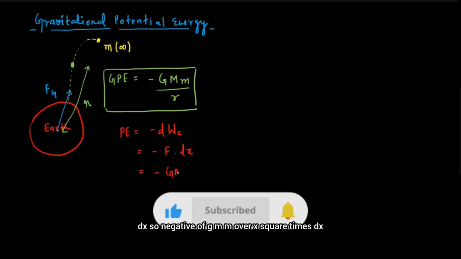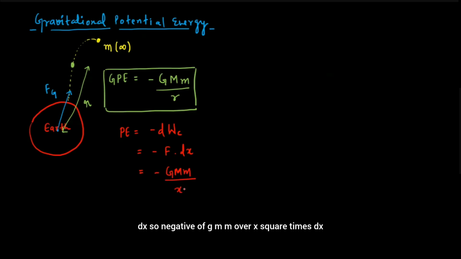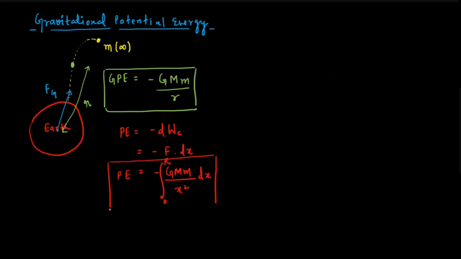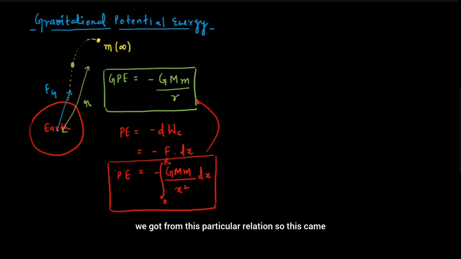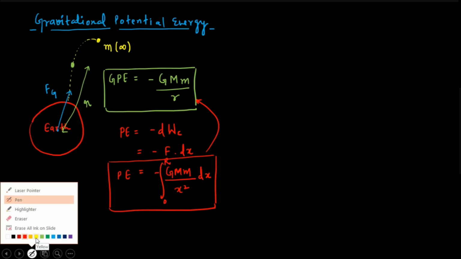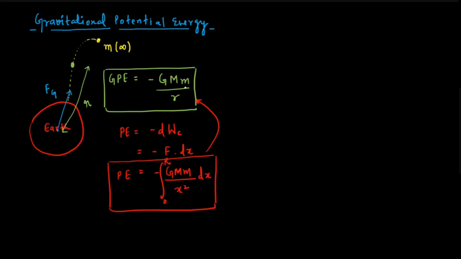So negative of GM over x square times dx, and integration of this from 0 to r will give us potential energy. So that expression which I wrote first, we got from this particular relation. This came, as I told you, as an application of calculus. Without it, we cannot get it. But what we need is a relation, and we have this relation.